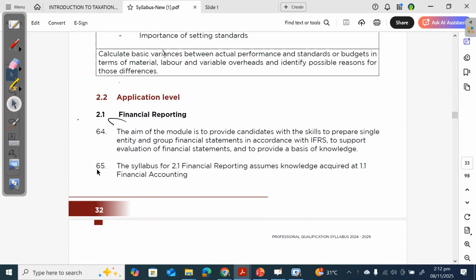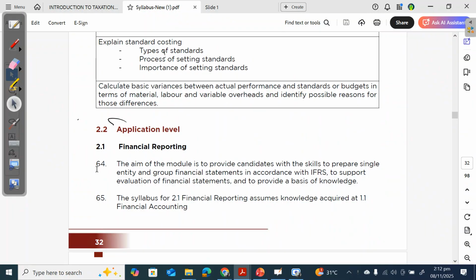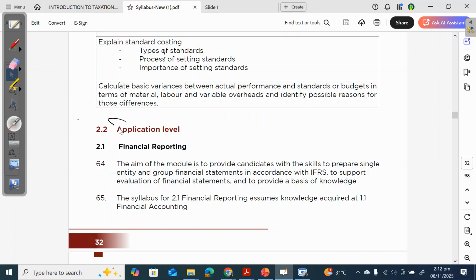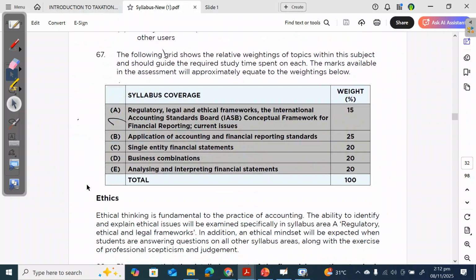So this is the financial reporting syllabus. It's first and application level, which means the exam is an application form of exam where you are given a case and you apply the concepts, the principles that you have learned to approach or to solve the question. All right. So let's look at the contents of the syllabus itself. Let me go down.